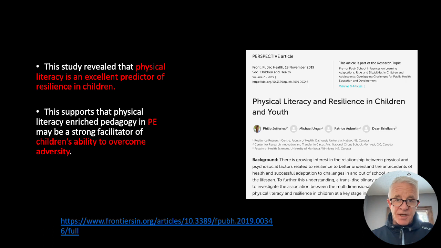This was the first paper to illustrate that physical literacy is a great predictor of resilience in kids. And we're talking about resilience in kids, talking about dealing with bullying, dealing with shaming. So real life resilience. And what this study did was show that physical activity was not such a great predictor. Fitness was not a great predictor, but physical literacy was an excellent predictor of resilience in children. And that just supports everything that I'm telling you, that if you use a physical literacy approach, you can help build resilience that isn't just in the movement setting, but in their daily lives.